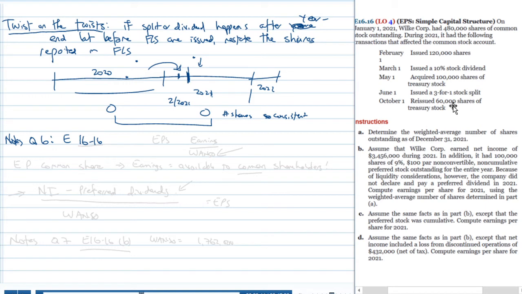All right, so notice we have two of our twists in here. We've got a 10% stock dividend on March 1st, so everything before March 1st gets restated up by 10%, multiplied by 1.1. And on June 1st, you've got a 3-for-1 stock split. Everything before that gets multiplied by 3. All right, so go ahead and do your best to come up with the weighted average number of shares outstanding. I'll give you a hint. It's between 1.5 million and 2 million shares. So if you're not between there, go back and try again. All right, I'll give you a countdown. You can pause. 3, 2, 1, pause.